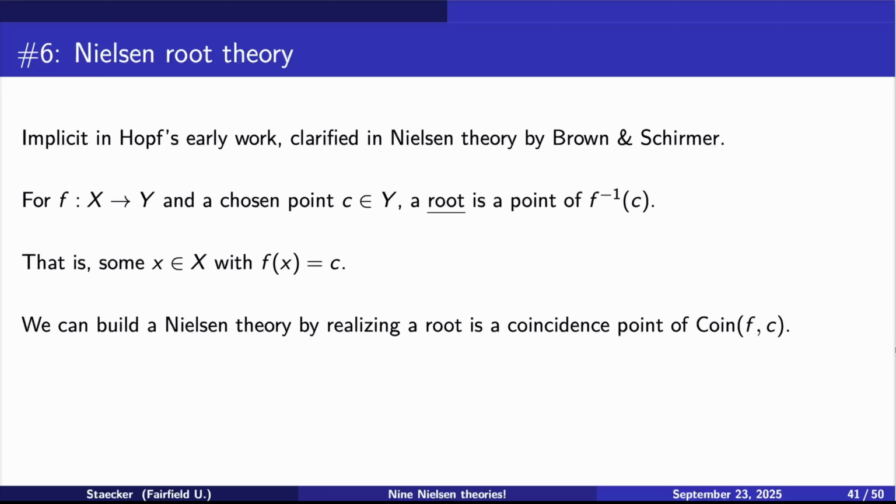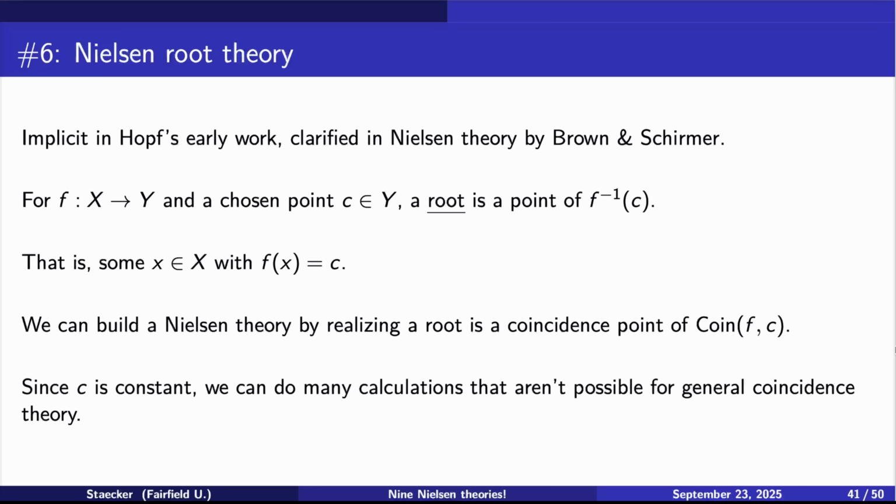So we can build a Nielsen theory by realizing a root is just a coincidence point, f comma some constant function, all right? And in the root theory, since c is a constant function, it actually simplifies a lot of things. So you can do a lot of calculations in the root theory that are not possible to do in the general coincidence theory. And so this is an interesting kind of Nielsen theory that's much simpler, I would say, than general coincidence theory. All right?